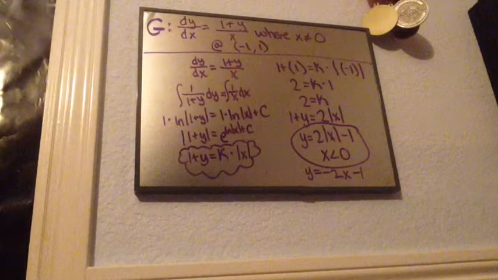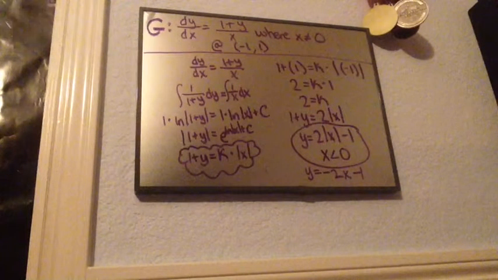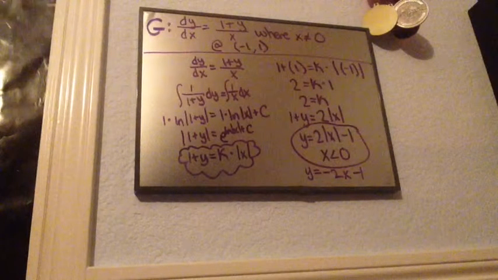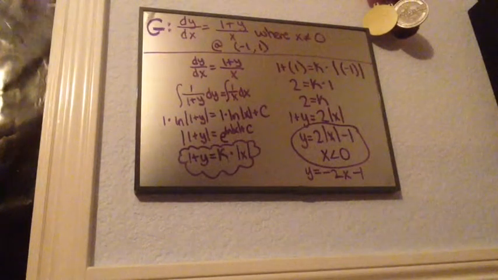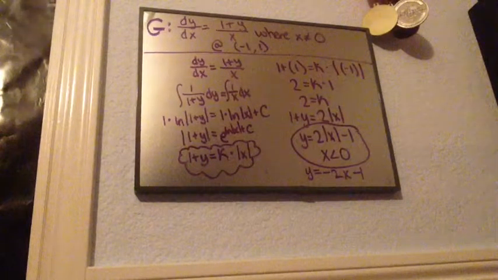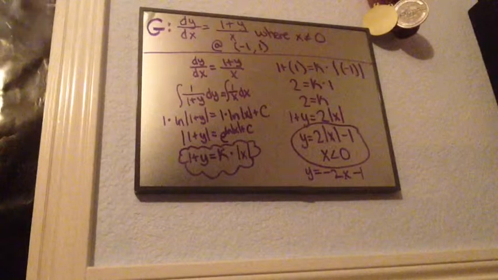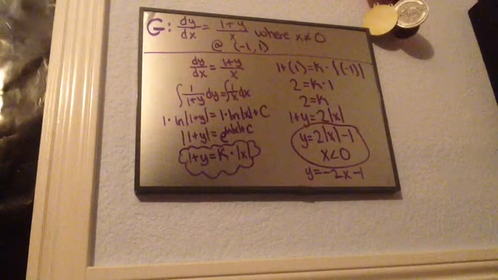So that automatically gives you your constant right there, and you can plug that back into the original equation. So you get 1 plus y equals 2 times the absolute value of x. And then you simplify that by moving the 1 over, and you get y equals 2 times the absolute value of x minus 1.